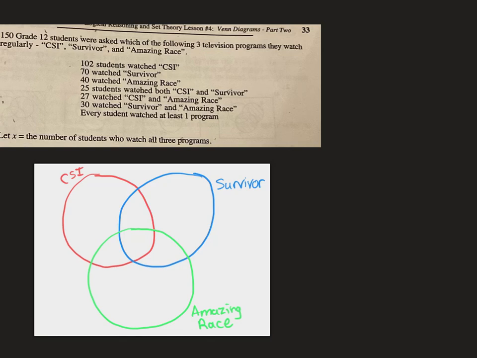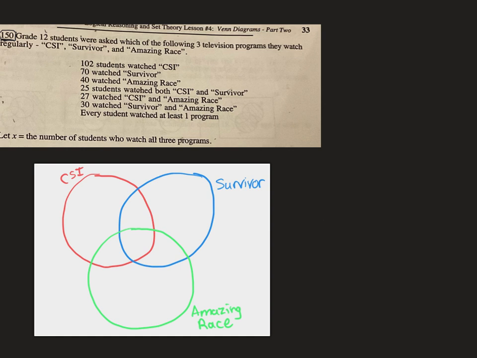Alrighty, let's take a look at this question. 150 grade 12 students, might need that 150 later, were asked which of the following 3 television programs they watch regularly: CSI, Survivor, and Amazing Race. Now, then they do the breakdown.